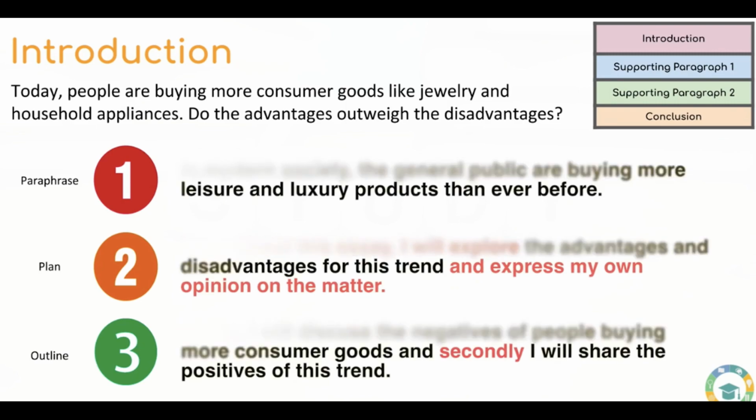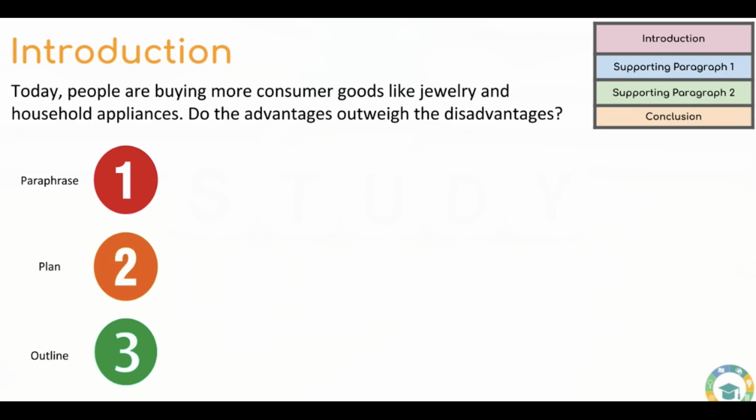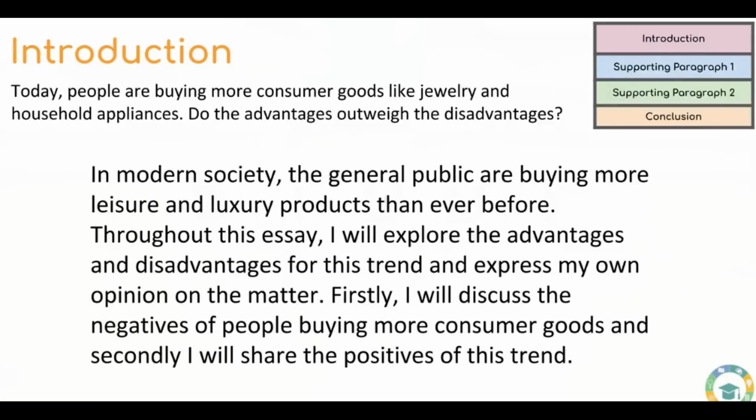Let's take a look at the introduction in full and have one final read through. In modern society, the general public are buying more leisure and luxury products than ever before. Throughout this essay, I will explore the advantages and disadvantages for this trend and express my own opinion on the matter. Firstly, I will discuss the negatives of people buying more consumer goods, and secondly, I will share the positives of this trend. So, that is our introduction complete. Let's move on to our first supporting paragraph.